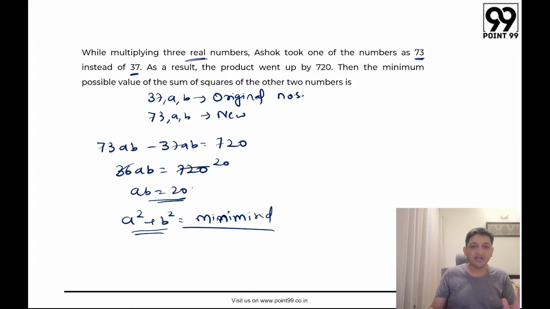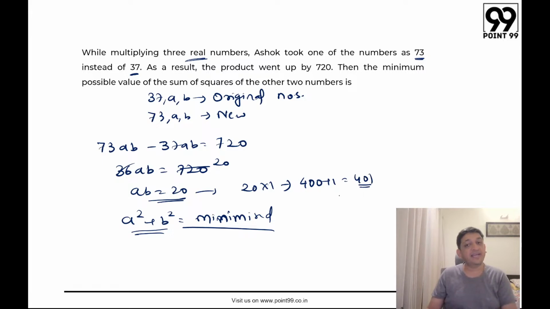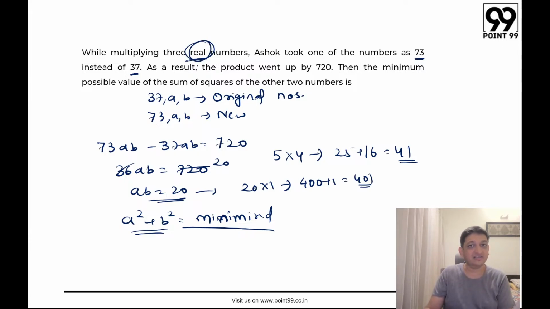So in this particular case, if I want to minimize A square plus B square, think about it logically. Let's say I write this as 20 into 1. Then A square plus B square will be 400 plus 1, that is 401. Let's say I write this as 5 into 4. Then A square plus B square becomes 25 plus 16, which is 41. A lot of people might go for this as the answer because it was a theta question. But real numbers is the question here. As Siddharth rightly mentioned, real numbers is given, integers is not mentioned, right?